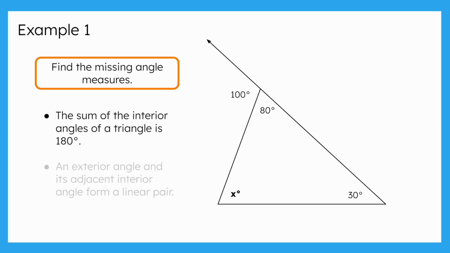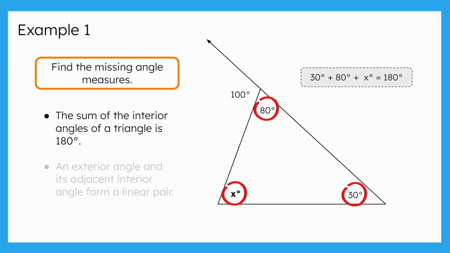Now that I know that angle, I can find the last missing interior angle using the fact that all three interior angle measures sum to 180 degrees. 30 degrees and 80 degrees make 110 degrees, which means the missing angle must be 70 degrees. Great work! We were able to use our knowledge about triangles and angles to solve this problem. Let's see how you do with a couple more.